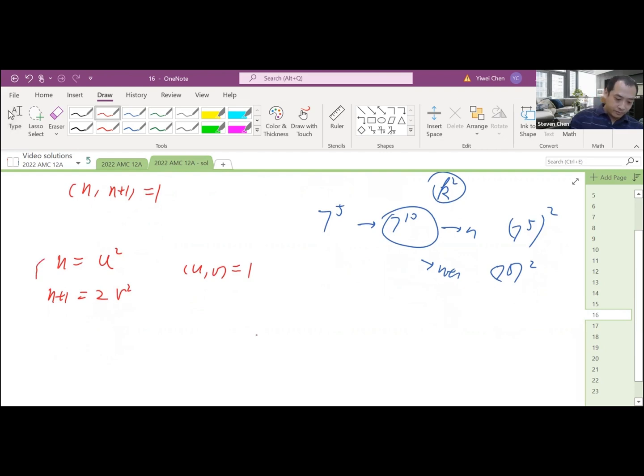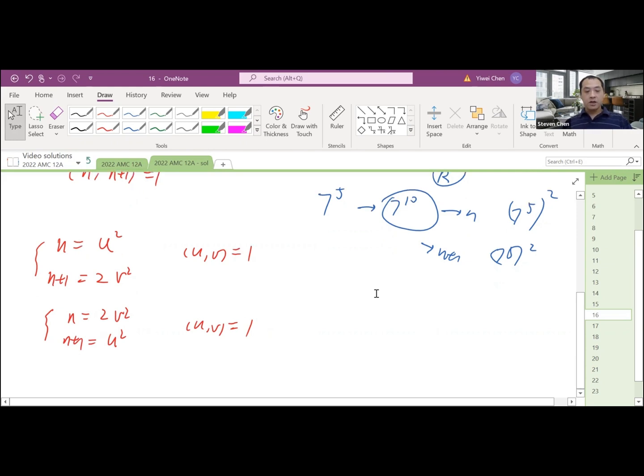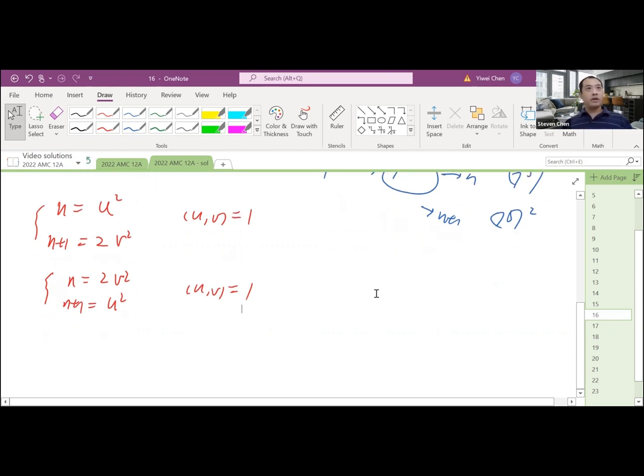Or another type of solution is that the coefficient on the right-hand side, 2, is sent to n, right? So n could be written as, say, 2 v squared, and n plus 1 is equal to u squared. And again, u and v must be relatively prime. Okay. So now we can see that this equation has a very, very strong structure, right? So let's solve these two types of equations.